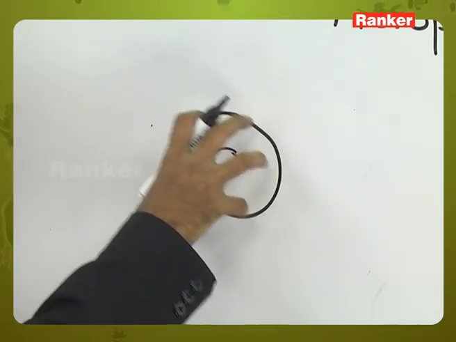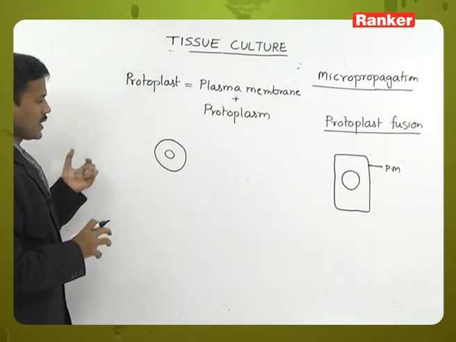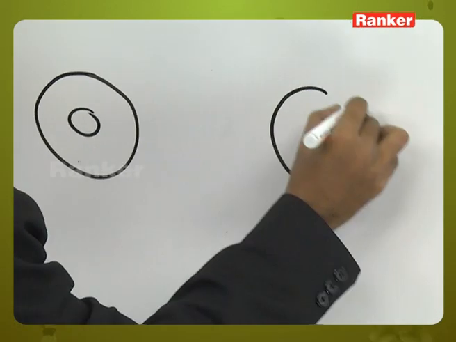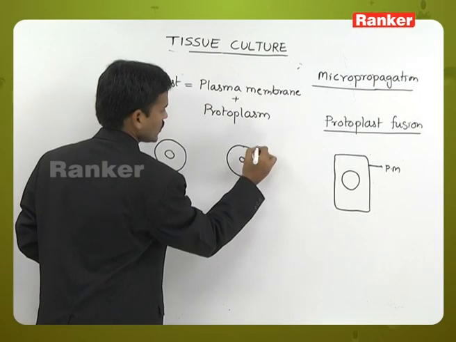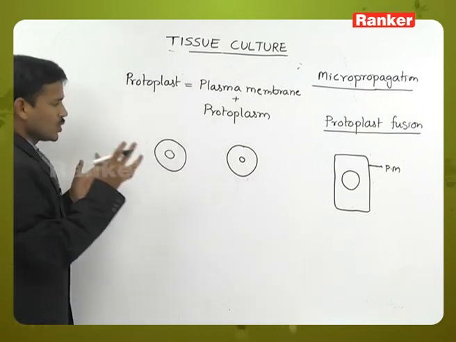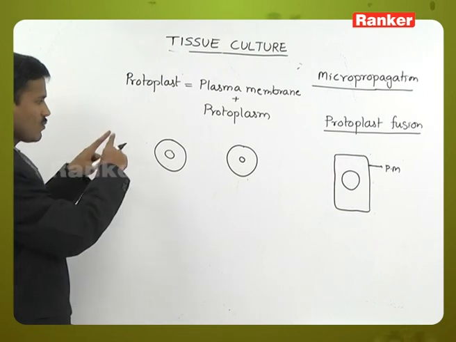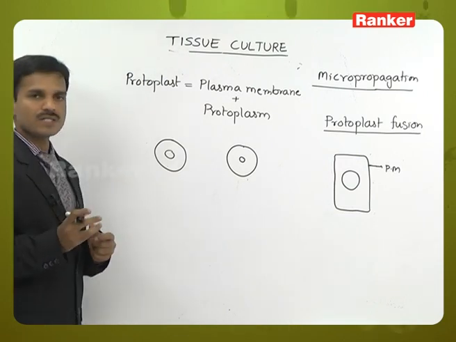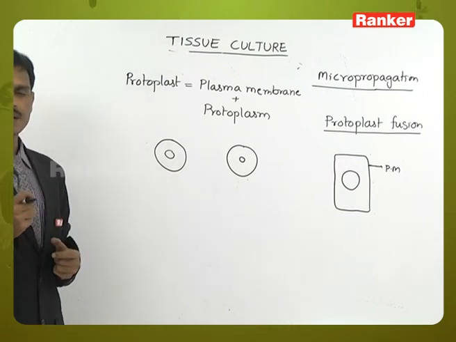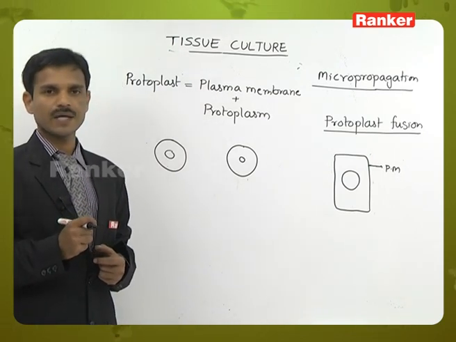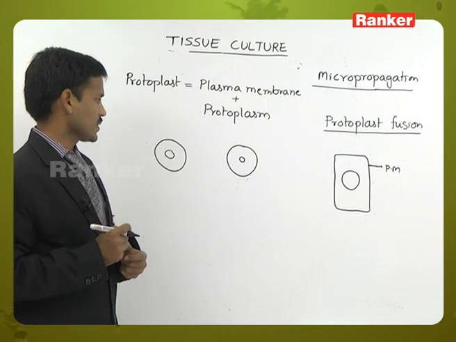The protoplast is from one desirable plant, and this protoplast is from another plant. So two protoplasts from different plants are taken, and the cell walls are digested. Cell wall components are generally cellulose and pectins. The cellulose and pectins are digested by cellulase enzyme and pectinase enzymes.